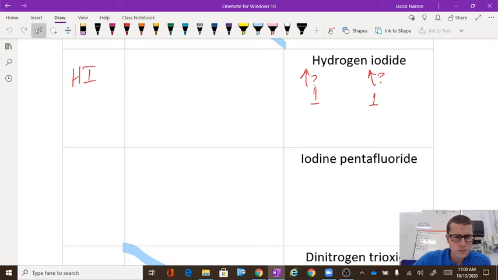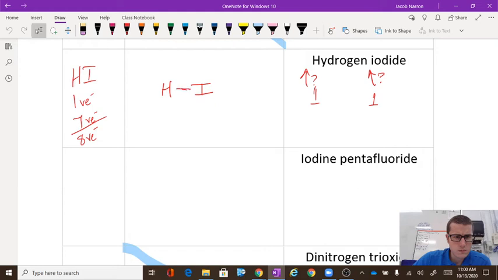Let's add up some valence electrons. Hydrogen has 1 valence electron. Iodine is in group 17. It has 7 valence electrons. So we have 8 valence electrons total to deal with. The central atom is going to be iodine. How do I know that? Because it's not hydrogen. Hydrogen can't be the central atom. And so iodine is going to be central. Not that it matters much for this problem.